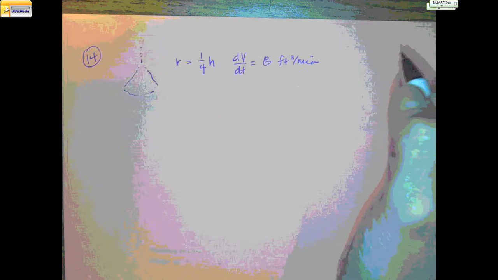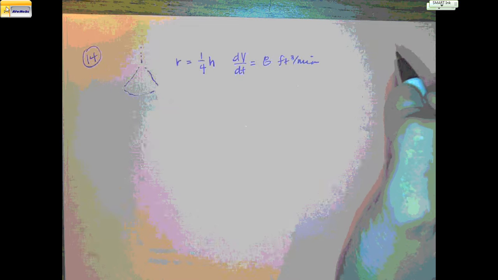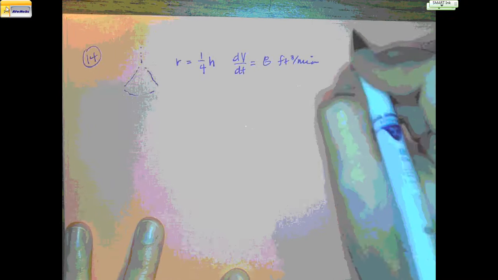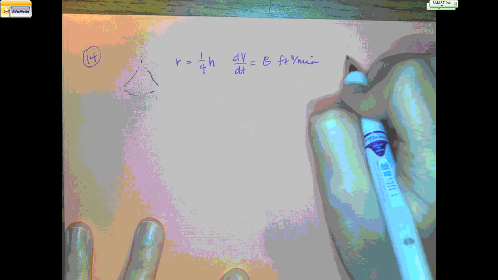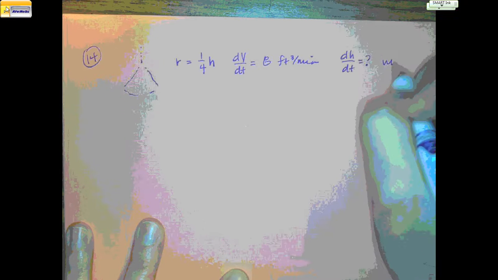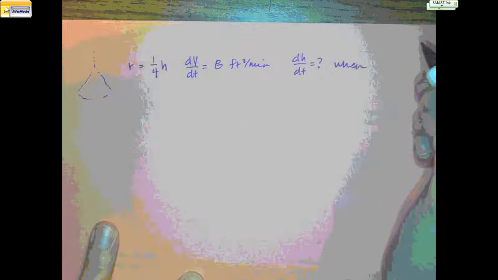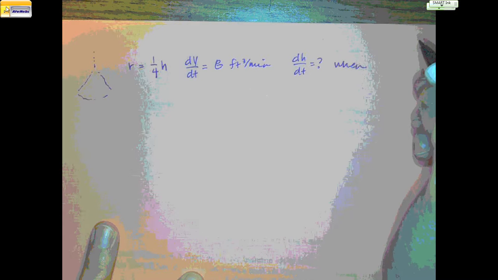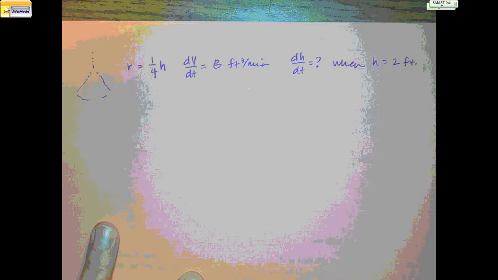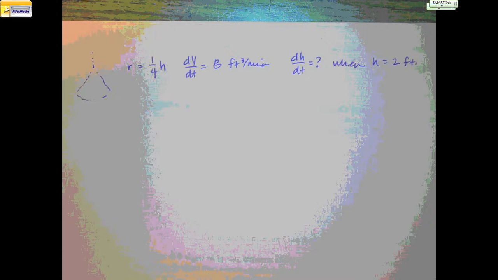And then it says how fast, what's the speed, what's the rate, so what's the derivative, is the altitude increasing. So we're looking for dh over dt when the pile is 2 feet high. So when h, the height, is 2 feet. Questions about how I knew what to write up there at all?